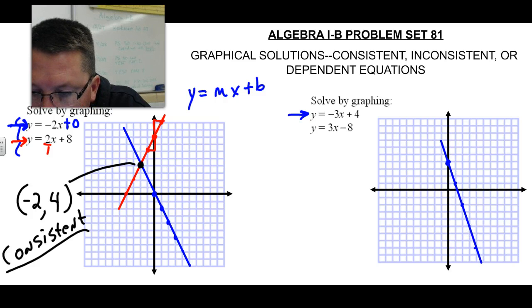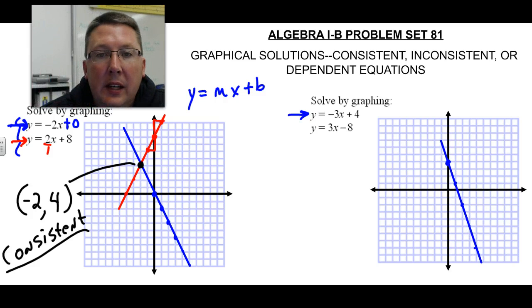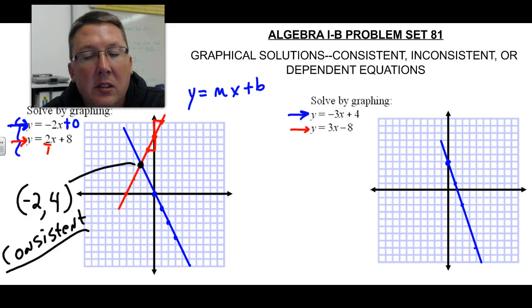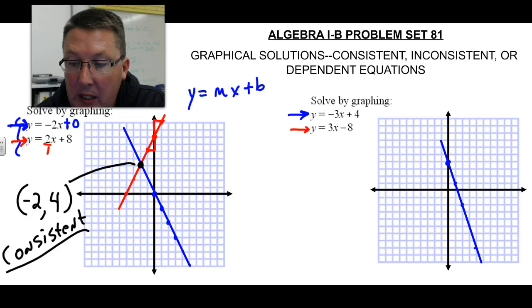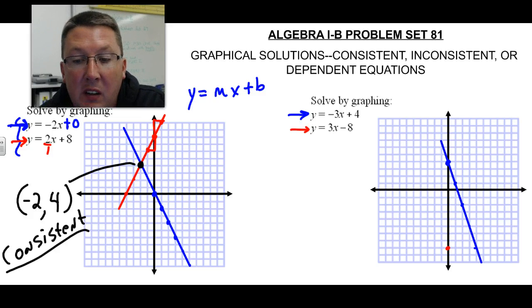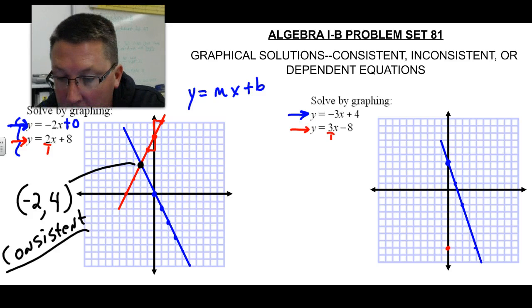Pretty steep line right there. Okay, second line. We'll go red. This line crosses the y-axis at -8, so that's way down here. And it has a slope of +3 over 1. So I'm going to go up 3 over 1 this time. 1, 2, 3 over 1.